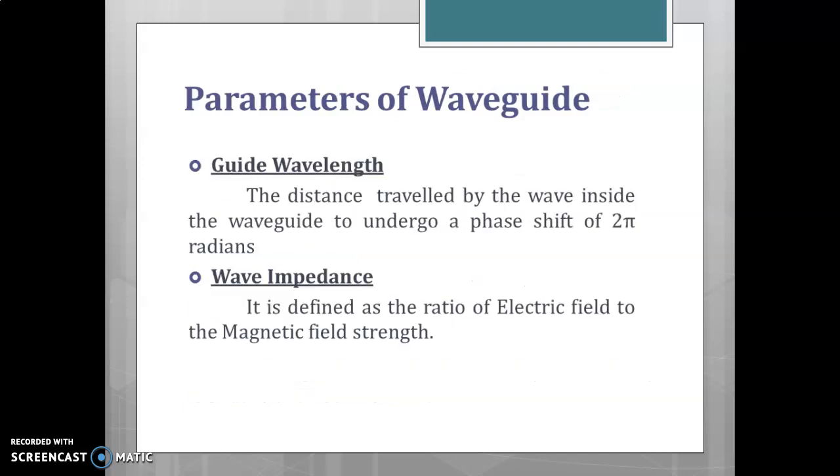So next, moving on to guide wavelength, and we know what is wavelength? So wavelength is nothing but the distance traveled by the wave. Here the wave travels within the guide, so here it is referred to as guide wavelength. So it is the distance traveled by the wave inside the waveguide to undergo a phase shift of 2 pi radians. Last, one more parameter, it is wave impedance. The wave impedance is defined as the ratio of electric field strength to the magnetic field strength.